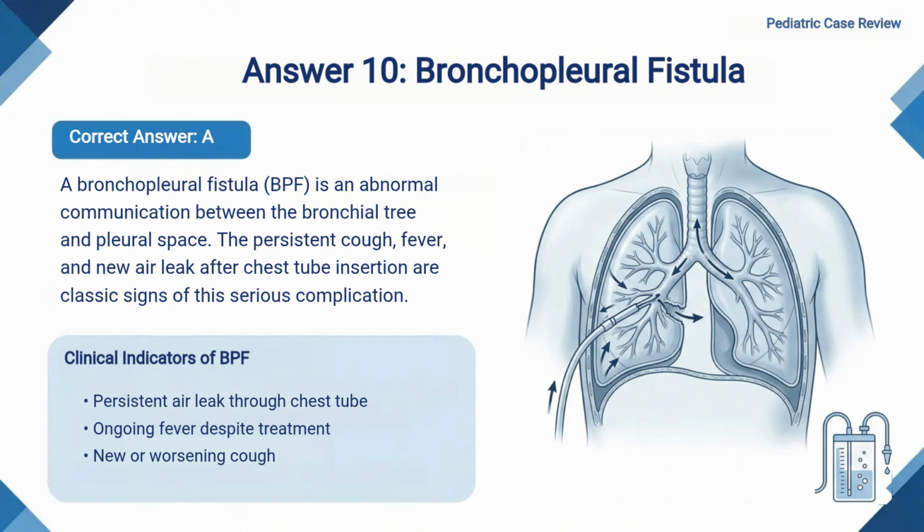The four classic clinical indicators of this serious complication are persistent air leak through the chest tube creating continuous bubbling in the water seal chamber, ongoing fever despite antibiotic therapy indicating continued septic focus, new or worsening cough due to pleural fluid entering the airways, and purulent sputum production from the infected pleural contents. This complication occurs when the empyema erodes through the visceral pleura into the bronchial tree.